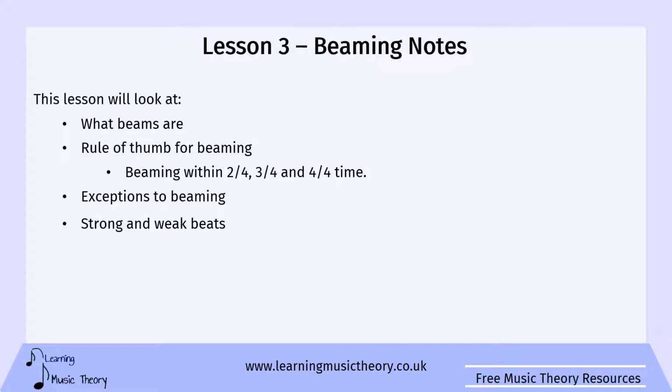We'll start off looking at what beams are, and then we'll look at the rules of thumb for beaming. Now at the moment, the only time signatures we've looked at are 2/4, 3/4 and 4/4, so we'll focus exclusively on these. We'll then go on to see when these rules about beaming are broken, which will then lead us nicely onto strong and weak beats in the bar.